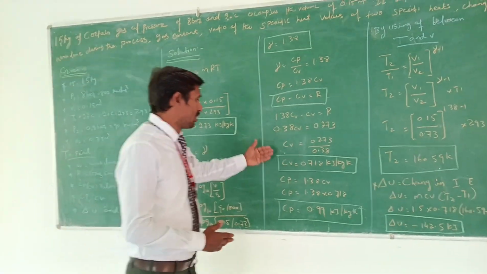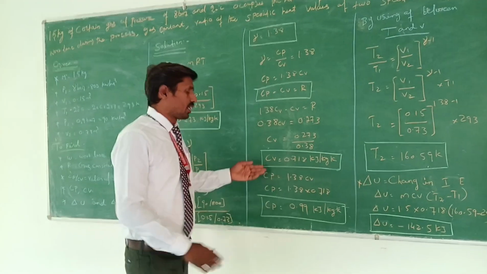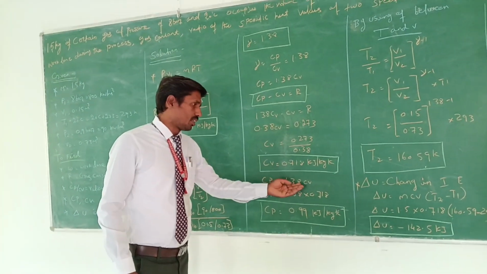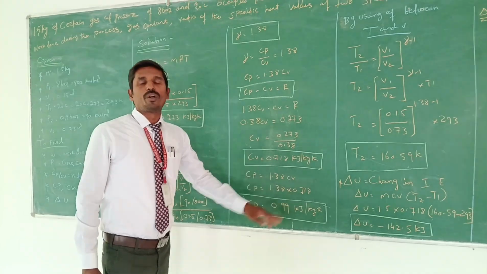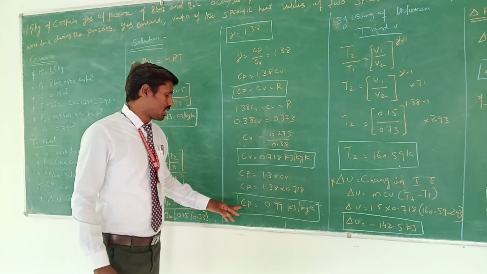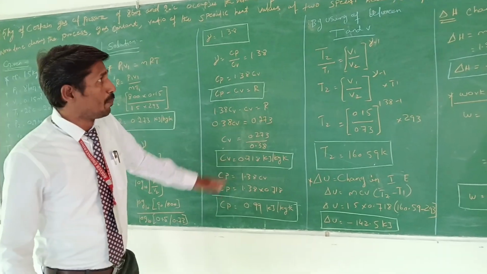And finally, to get the Cp value, Cp equal to 1.38 Cv. I already got the Cv value, so Cp equal to 1.38 into 0.718, and Cp equal to 0.99 kJ per kg K.